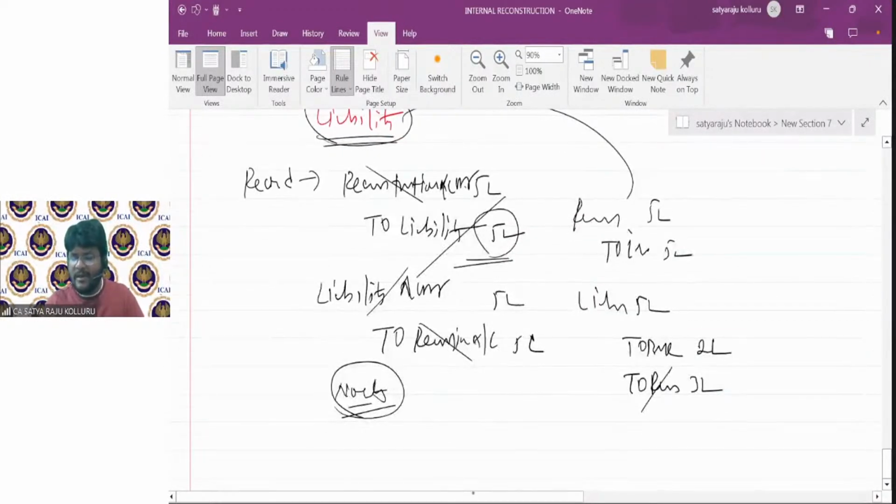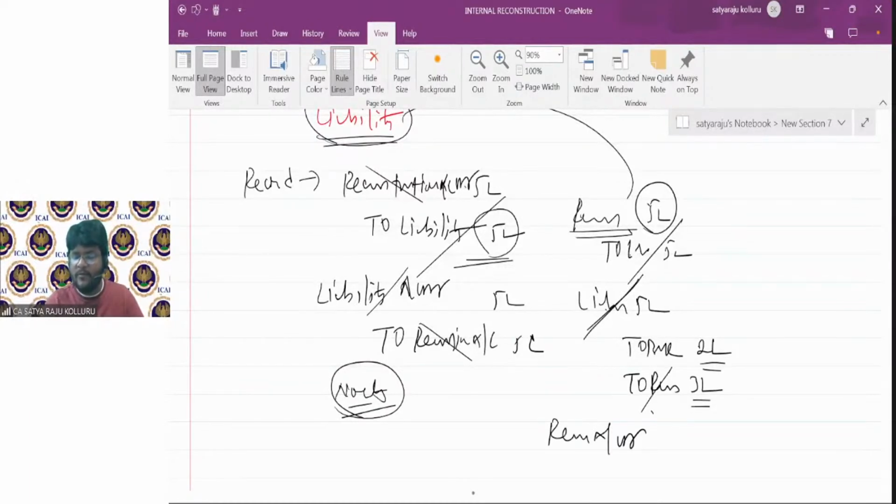So tell me guys, reconstruction to liability, liability to bank to reconstruction: for the liability portion, it is entirely debited. But for the reconstruction, to the extent of debit, how much? 5 lakh. To the extent of bank, how much? 2 lakhs. Reconstruction credit, how much? 3 lakhs. Net debit or net credit? Net debit, reconstruction account debtor.